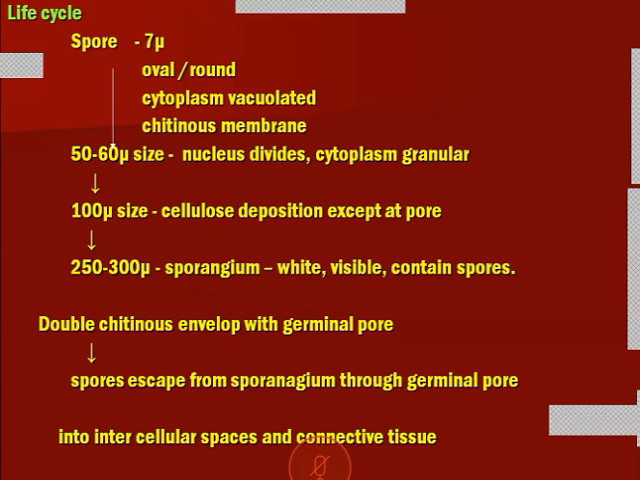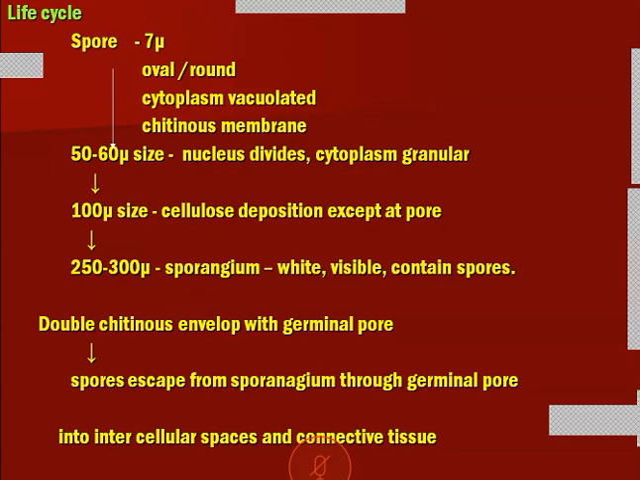Then the nucleus divides and the cytoplasm becomes granular. When it reaches 100 microns, cellulose deposition occurs all around, except at the pore, because at the pore it is weak. At the stage of 250 to 300 microns, it becomes a sporangium, white and visible, which contains innumerable spores. This sporangium will have a double chitinous envelope with a germinal pore.